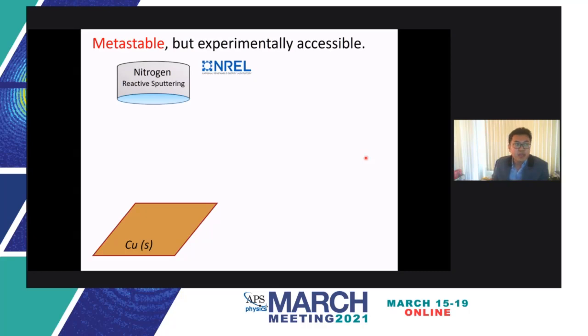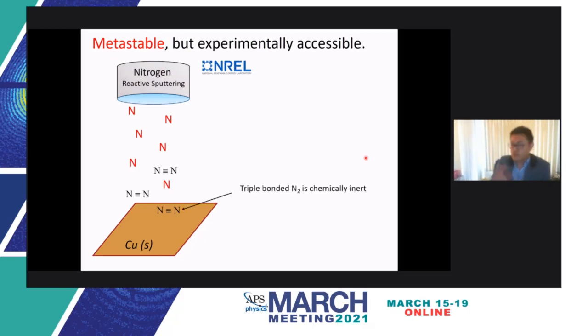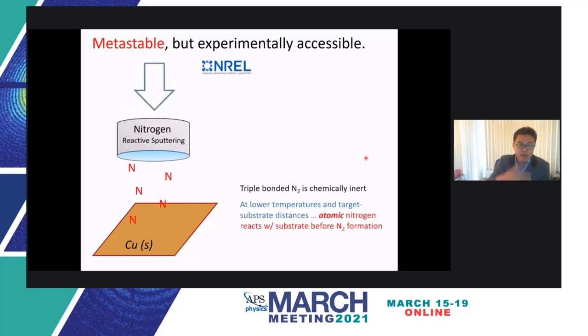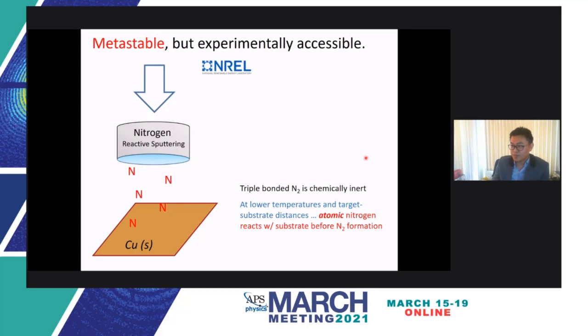Again, my colleagues at NREL, they do plasma-cracked nitrogen. And when you deposit nitrogen onto a surface like copper, well, if you're really far away, the atomized nitrogen will recombine into N2 by the time it reaches the substrate. And so the triple-bonded nitrogen is not going to react. But if you reduce the target-substrate distance, now you have atomic nitrogen interacting with the substrate, and you can actually synthesize copper 3N, which is 200 meV per atom above the ground state, a remarkably metastable binary nitride.